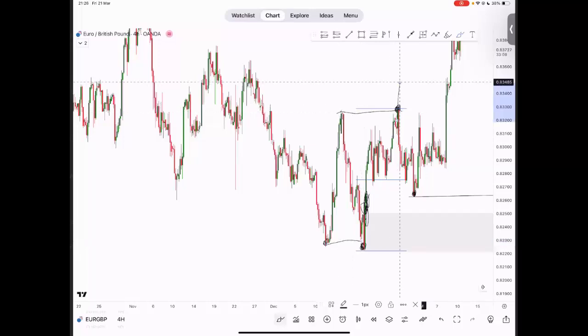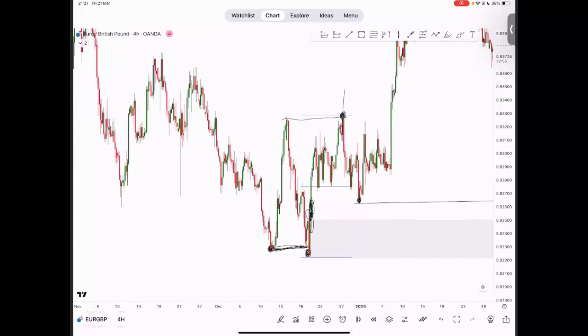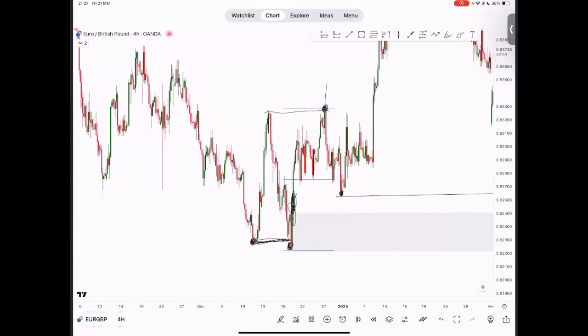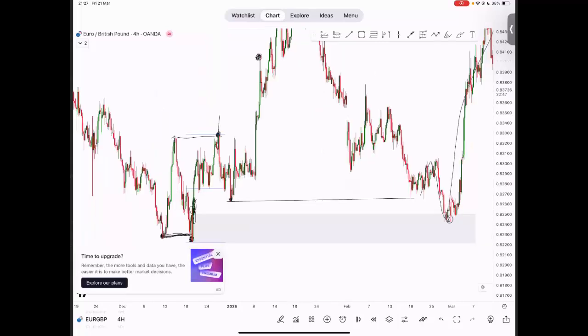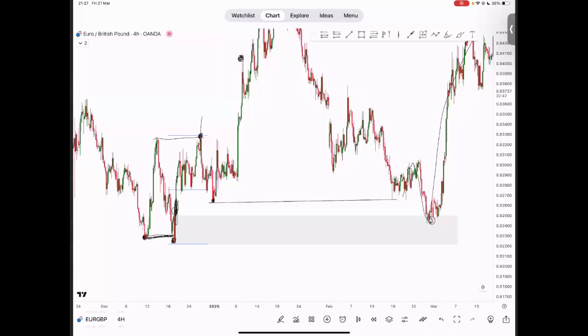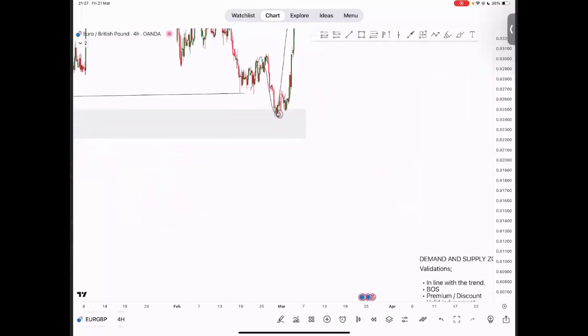Do you understand? So the sweeping of this particular low at this point is the sweep. Price going below a low or a high, just like this, and maintaining the direction. This is an example of a sweep. So this particular demand zone on this chart had a sweep of liquidity before it, right? And then the next validation we have here is the respect to order flow.